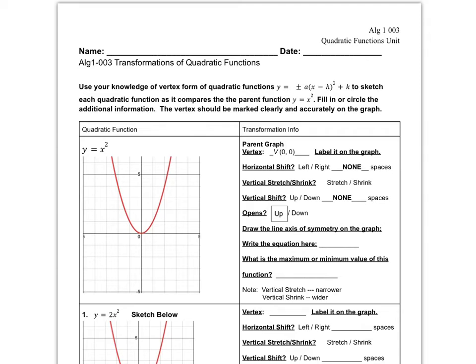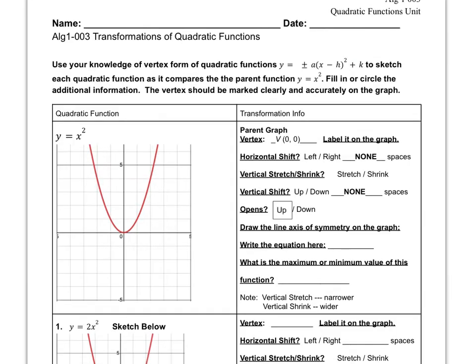Remember that a parabola's shape, opening up or down, will depend on if the coefficient is positive or negative. Stretch or shrink will be determined by the coefficient's absolute value, the a value, and the vertex is determined by the values of h and k. Remember, if h is minus, it shifts the parabola right, if it's plus, it will shift it left, and k will shift it up or down.